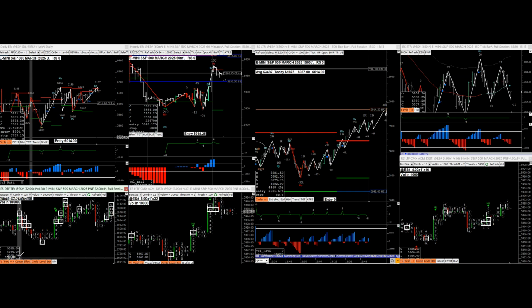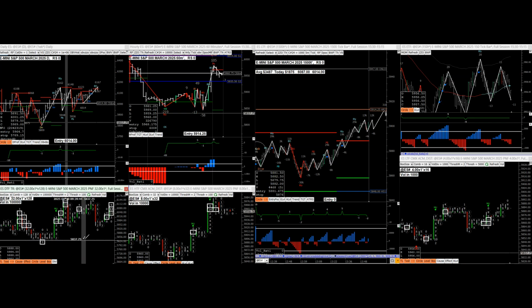Cause and effect is referring to accumulation leading to markup and distribution leading to markdown, which is good because there's a reason for increasing prices, allowing for a better way of buying pullbacks.